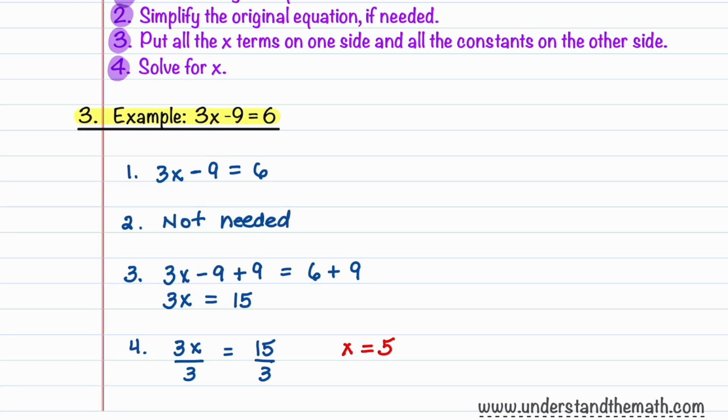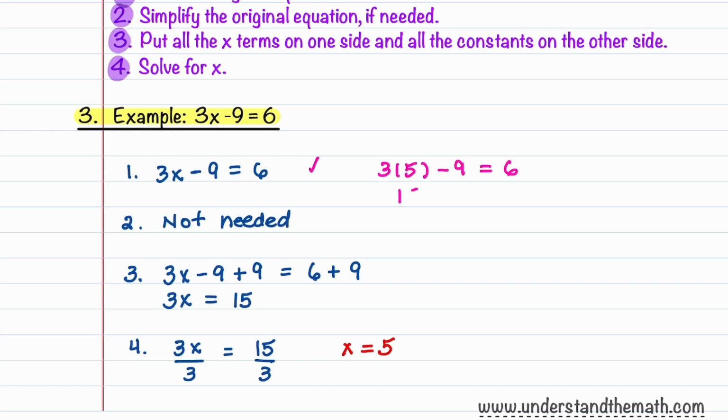Math has a lot of nice built-in checks to it, and when you solve a linear equation, you can check your work by going back to the original equation and plugging in your answer. Let me show you how to do that. Right up here, we can go back and check our work. So what we're going to do is take our x is 5 and plug it in to the left-hand side, and then we're going to see what we get.